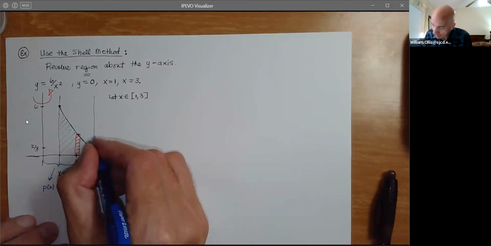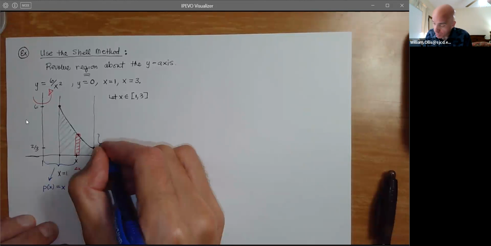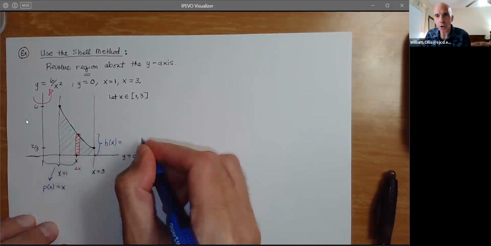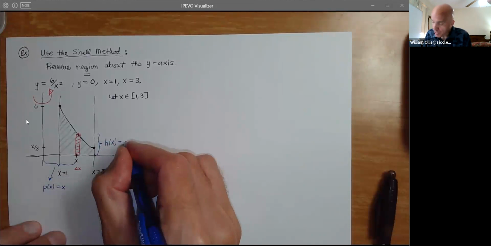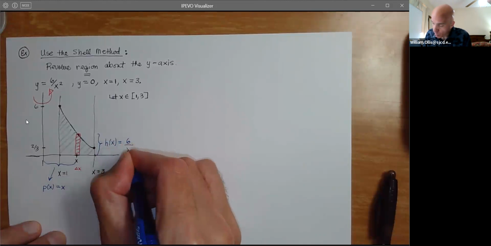And now, the height of the strip or the length of the strip is just given by the function. So we didn't have to work as hard with this one, no algebra adjustment. So this, we can just write as 6 over x squared.